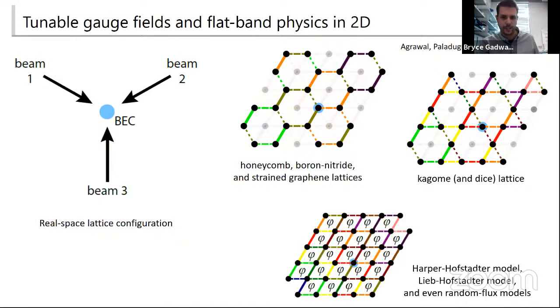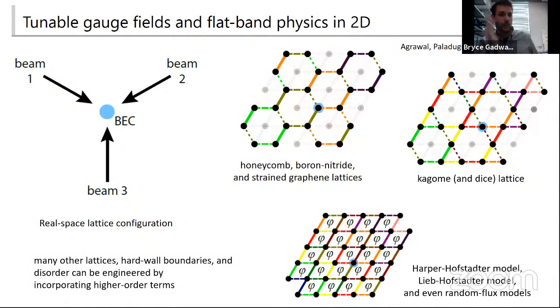So the basic idea is that we have different transitions contributing to different lengths of this plaquette, and we can have non-vanishing accumulated phase if they hop around the plaquette. And you can even do other weird things like a Lieb-Hofstadter model, and even random flux models, which is allowed. And so this is what we're hoping to pursue.